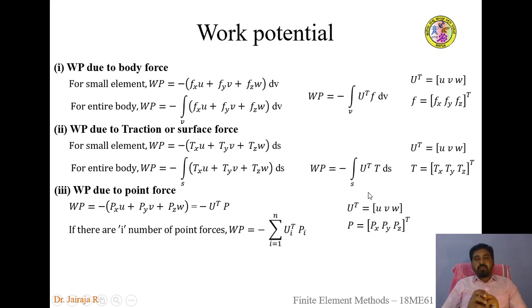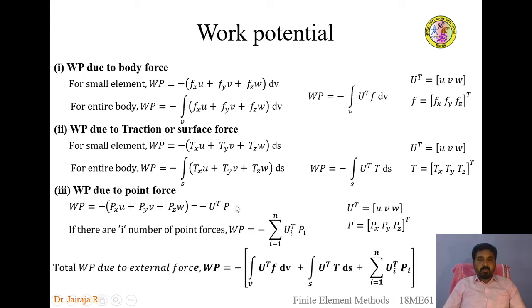So for example, if all three forces are acting on a body, like body forces, traction forces and point forces, then the total work potential due to external force, WP, can be represented as minus volume integral u transpose f dV, this is due to body force, minus surface integral u transpose t ds, this is due to traction force, minus summation i equal to 1 to n ui transpose Pi, this is due to point forces.